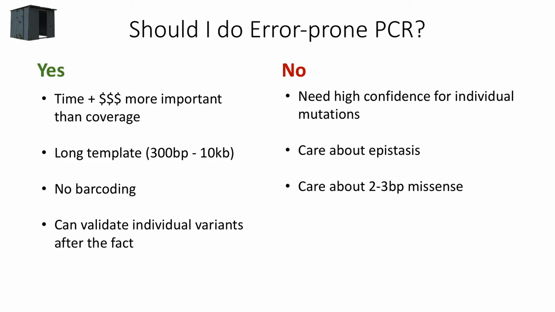And generally, you don't want to do error-prone PCR if you need high confidence for individual mutations without validating them afterwards. Or if you care about epistasis, it can be an issue because there's generally a wide spread of how many mutations are on a given molecule. Last, if you care about the protein biochemistry side of it, and you want to have each codon substitution, you're not going to get that out of error-prone PCR. You're going to get the single DNA level mutations primarily.